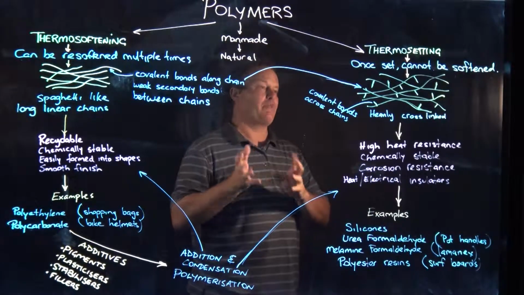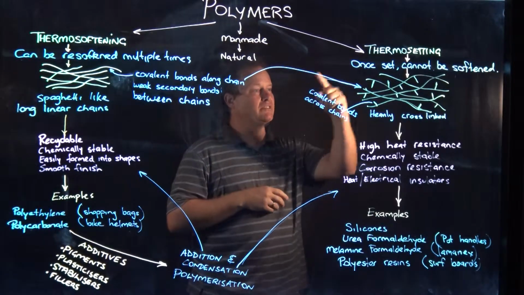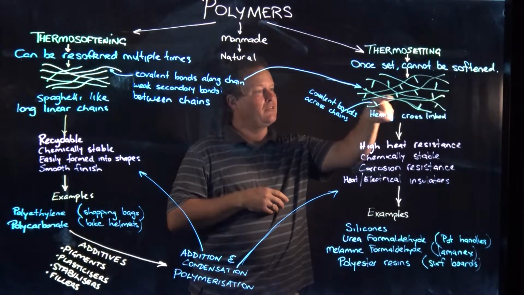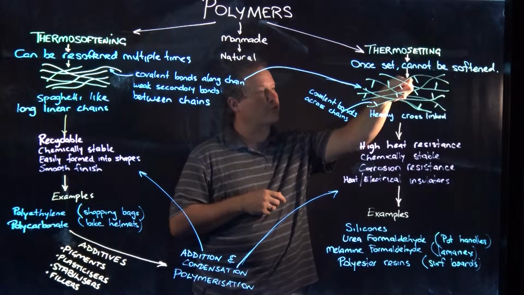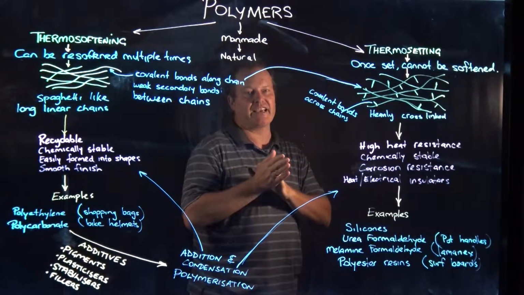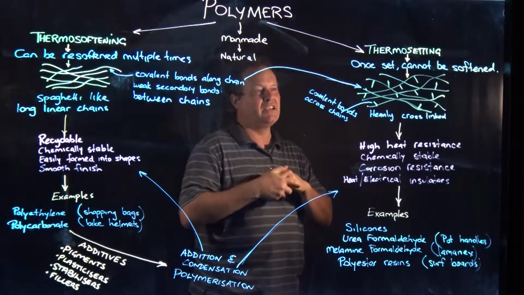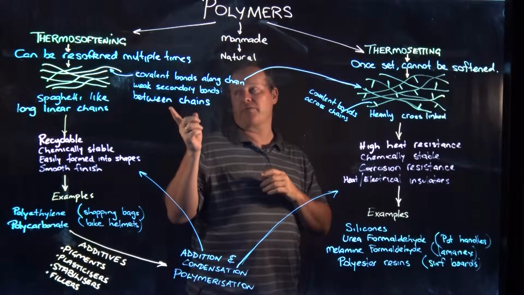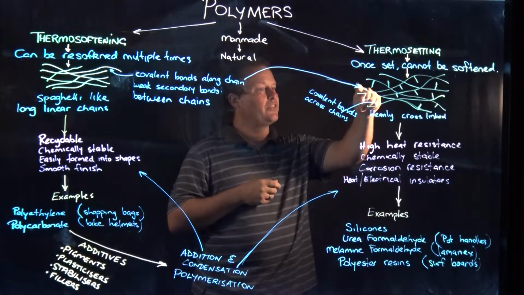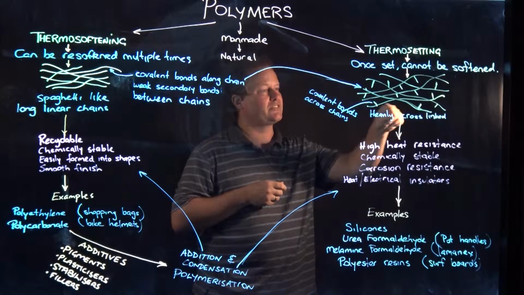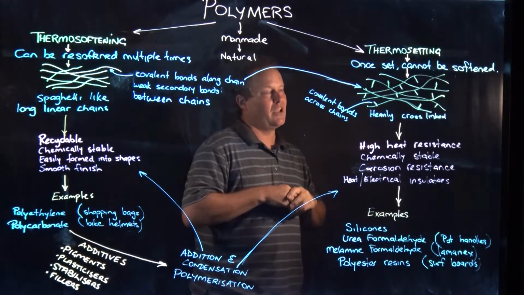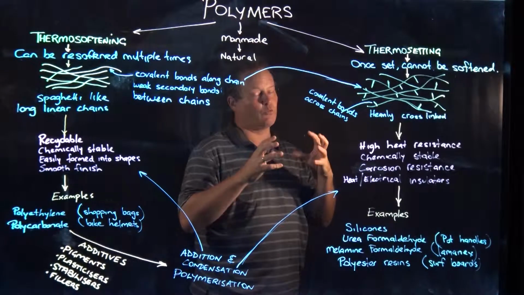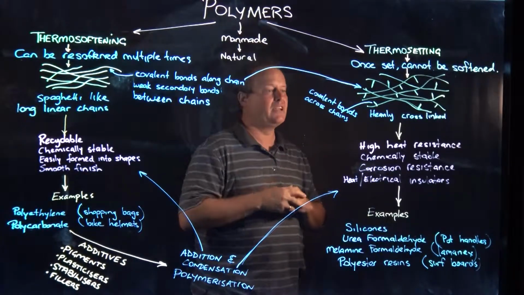The way we draw those in examinations is we still have the spaghetti-like structures, which are the chains, but this time we have cross-linking, little hooks going between them. And we say that's a heavily cross-linked structure. The difference between the thermo-softening chains is that these have covalent bonds along the chain still, but have strong covalent bonds between the chains. And these strong covalent bonds between the chains are what interlock it and make it set.